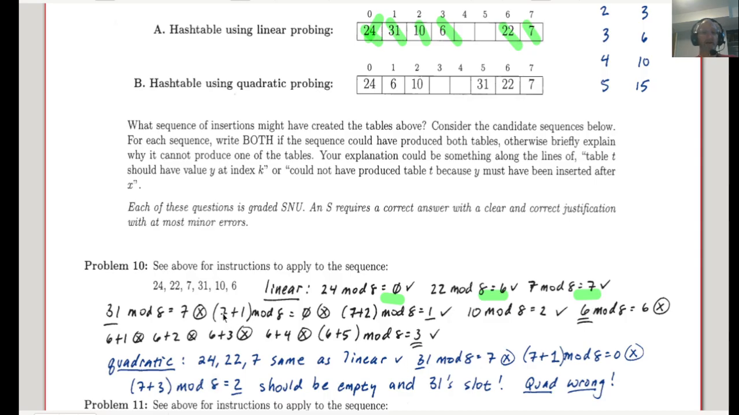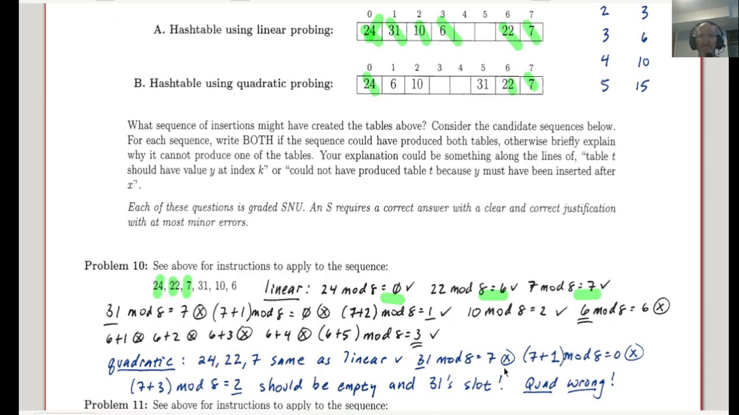The first one we had to probe with was 31. So you'll notice that 7, 22, 24, for the quadratically probed hash table, these values land in the same place as in the linear table. Everything is good so far. 31 was the first value we had to use probing for in the linear hash table, and likewise it's the first one for the quadratic hash table.